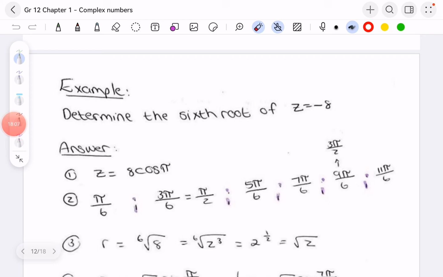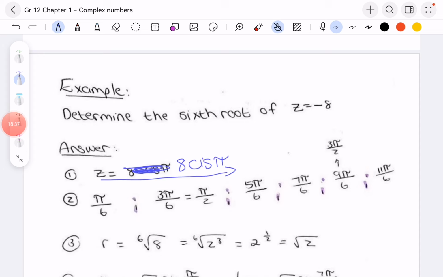So for example, if I say determine the sixth root of this, step 1 is to put that negative 8 into polar form. On your calculator, you press negative 8 equals, shift, complex, that 2 button, and it's going to give you 8 angle pi. So we know that it's actually 8 cis pi. This is my sum to start with. This is my equation.